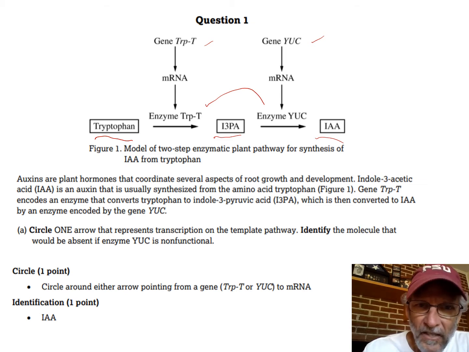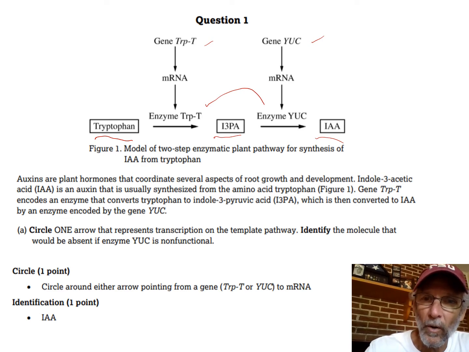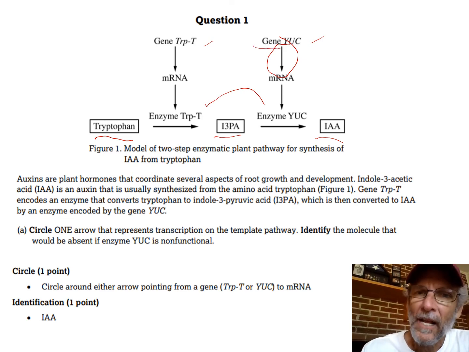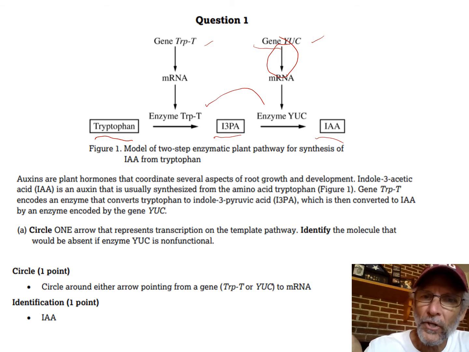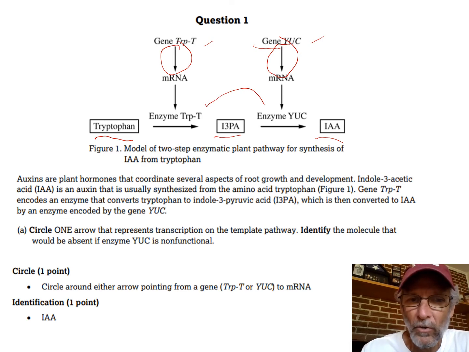You might look at this and say, are they kidding? That's too easy. Don't be confused. Lots of things are easy on here. So that's transcription, right? A gene is made of DNA. Do you know that transcription is how DNA gets used to make a pattern for RNA? So you could have circled any one of those.